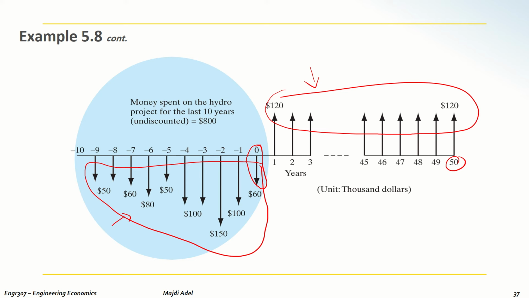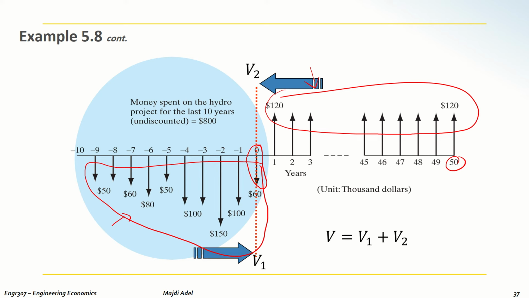Their equivalent values at n equals 0. So what we are going to do is calculate the equivalent value of this cash flow prior to n equals 0, and it's going to be V1, and calculate the present value for the uniform cash flow at n equals 0, and it's going to be V2. The total present value of both cash flows is the summation of V1 and V2.